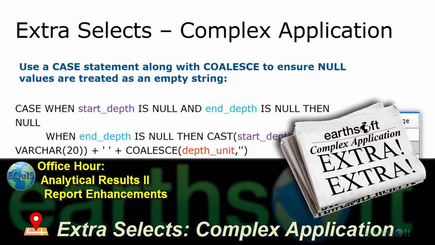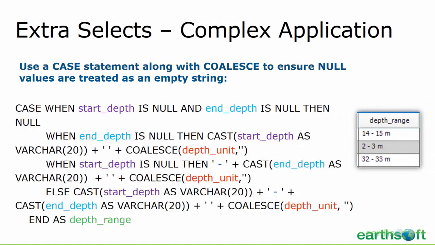So the last extra select functionality here is the complex application. I really like this one because this is like the really jazzy one that I like to point to the most in terms of extra selects, because it allows you to take 3 fields in this case, plus some formatting, and create a field in this case called depth range. So we're taking our start depth and our end depth, and then our depth units, and smashing them all together into one column instead of having 3 separate columns. It makes it much prettier when you're looking at a report. It's much easier to see.